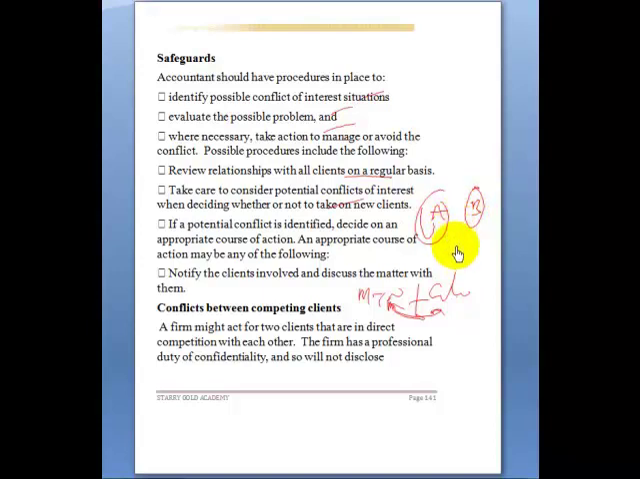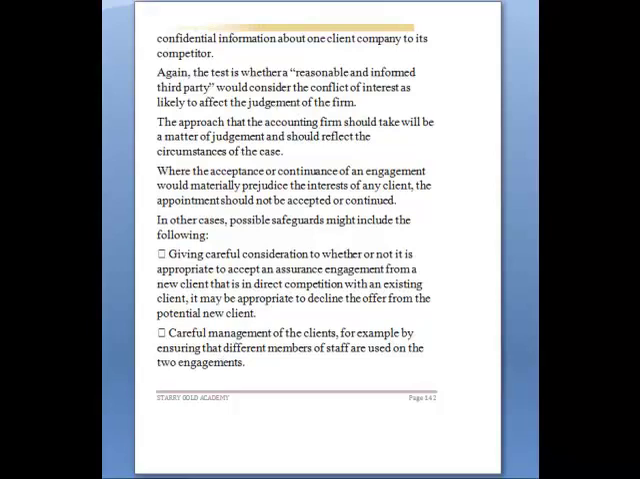Then you can also create what we call Chinese walls between the auditing team of A and the auditing team of B. So the team for A is different from the team for B. In fact, where they keep their auditing files is far different, and you don't allow communications between team A and B as regards their discoveries in client A and client B. These are the safeguards to manage issues of conflicts between competing clients.